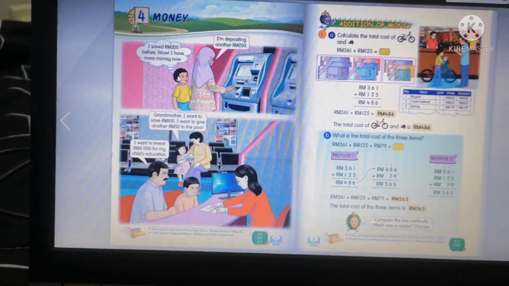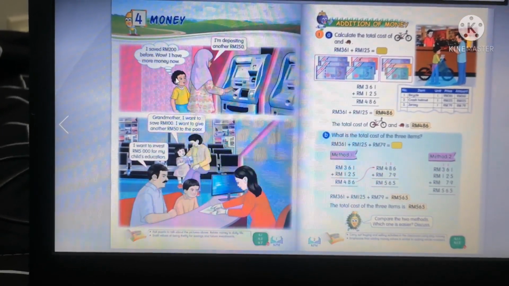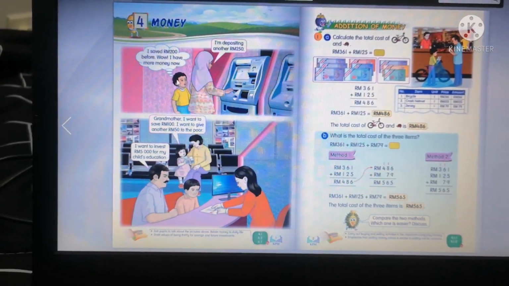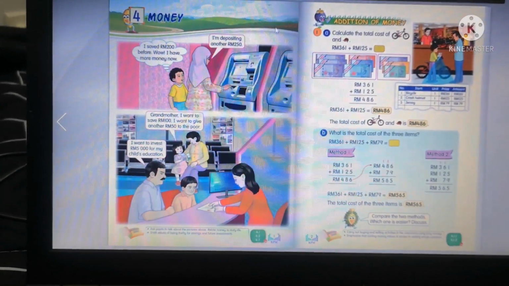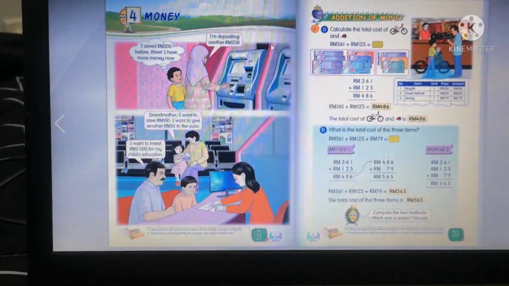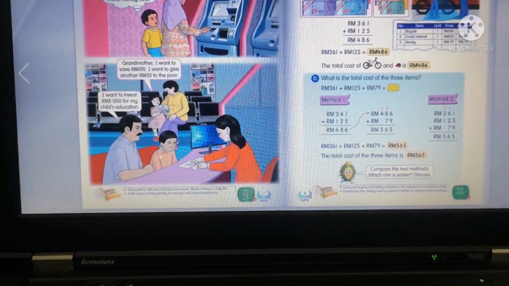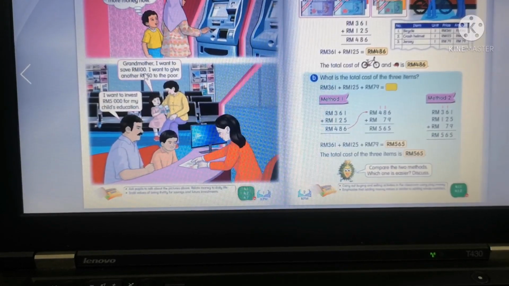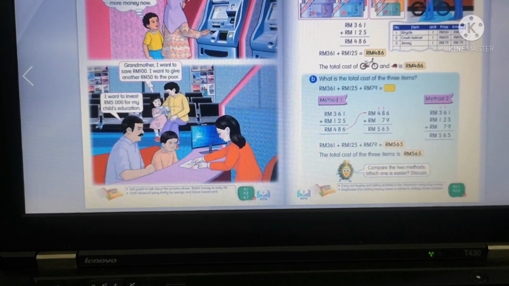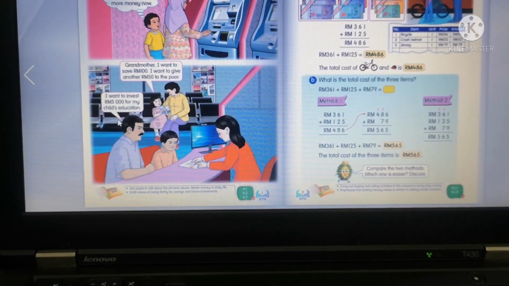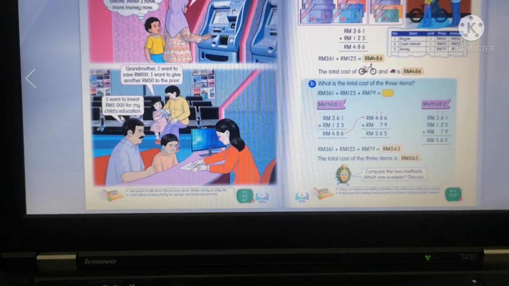I'm sorry because I have to use my laptop and sometimes the screen will be too blurry for you to see. So make sure you look into your textbook while watching the video, okay? Don't depend on my video only. Look at your textbook also. Down here, this girl is saying, grandmother, I want to save RM100. I want to give another RM50 to the poor. This uncle is saying, I want to invest RM5,000 for my child's education.